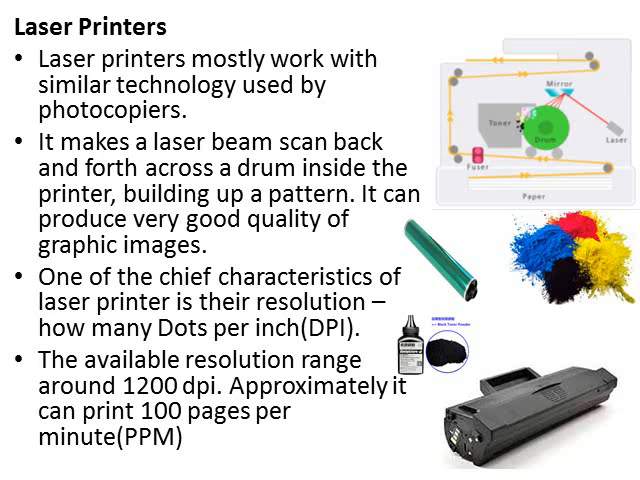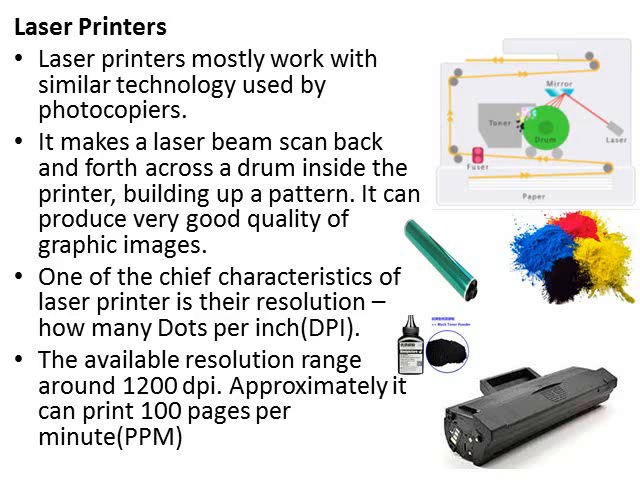The chief characteristic of a laser printer is the resolution. Resolution is DPI, that is dots per inch. The available resolution range is around 1200 DPI. It can print 100 pages per minute, that is ppm. You have two terms in this: dots per inch, that is DPI, which is a resolution, and the next one is the ppm, that is pages per minute.